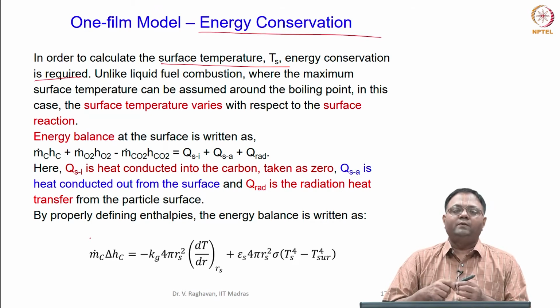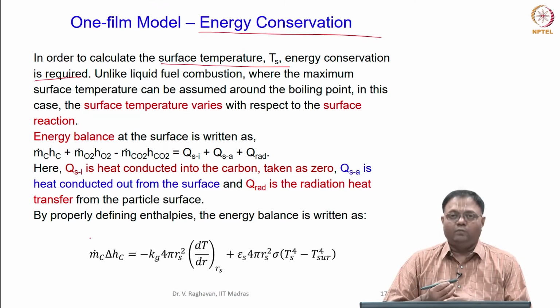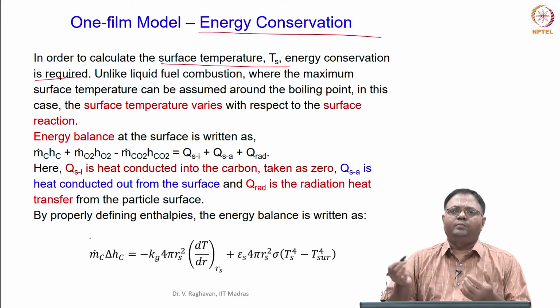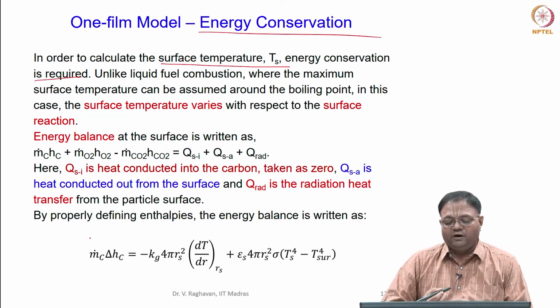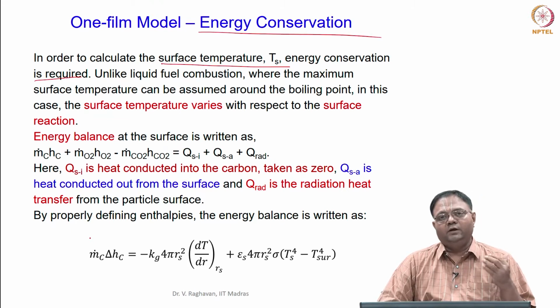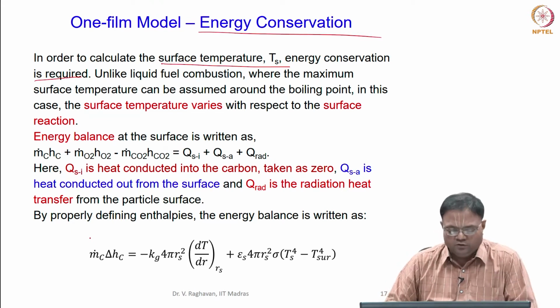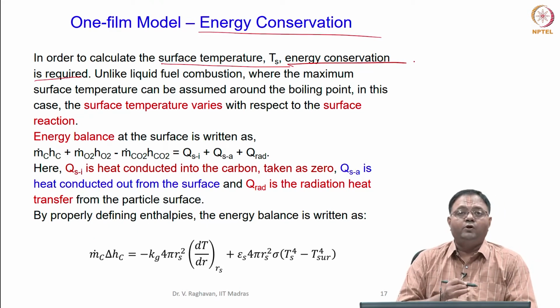So that assumption can be made, but here it is not possible to assume a value for Ts. So we have to solve again, because Ts can be higher. The particle can be continuously heated, so there is no restriction for Ts here. For a liquid droplet, there is a restriction that at a steady equilibrium evaporation condition, the surface temperature cannot cross the boiling point. So here we have to use energy conservation to arrive at the value of Ts.